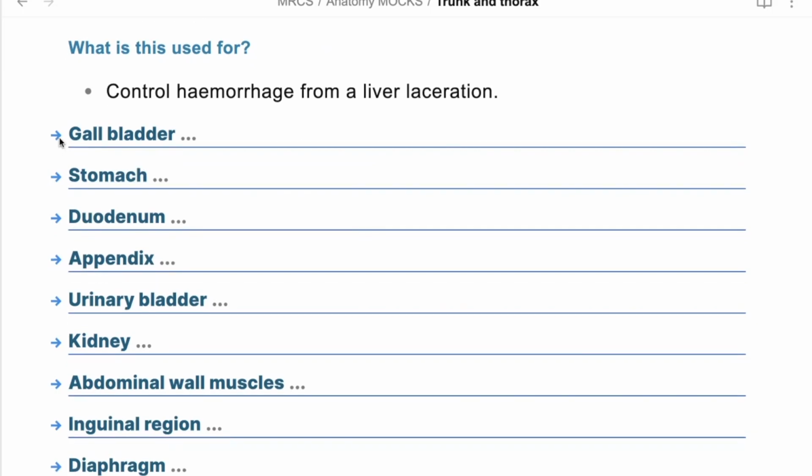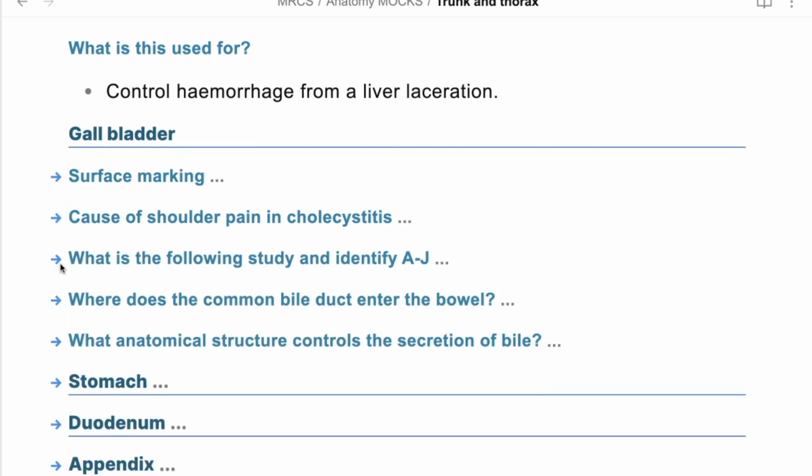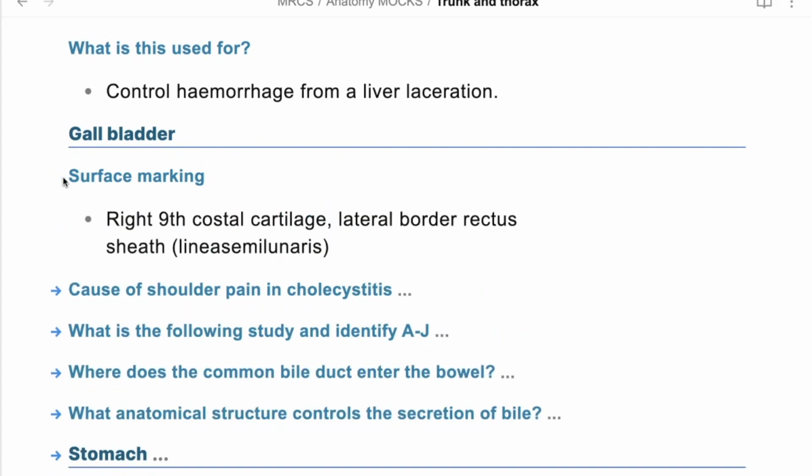In terms of the gallbladder, can you tell me what the surface marking for the gallbladder is? The ninth costal cartilage and the lateral border of the rectus muscle. Okay, well done. So it's the lateral border of the rectus muscle and the ninth costal cartilage. Why does cholecystitis cause pain in the shoulder? Because they share the same nerve supply, that's why they have referred pain.